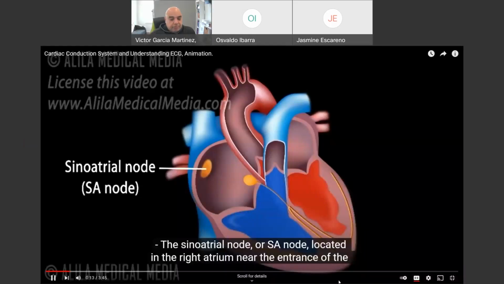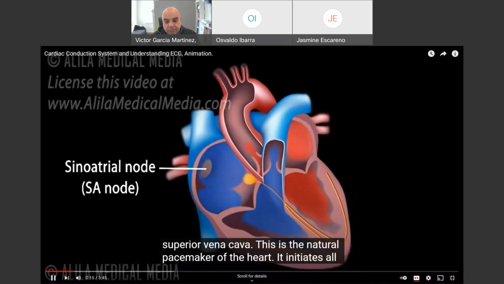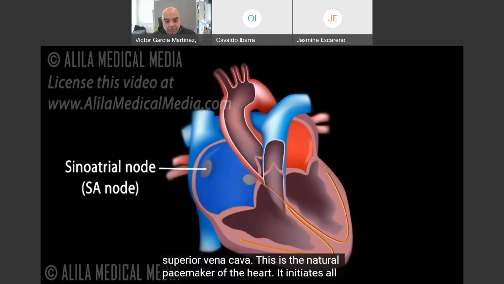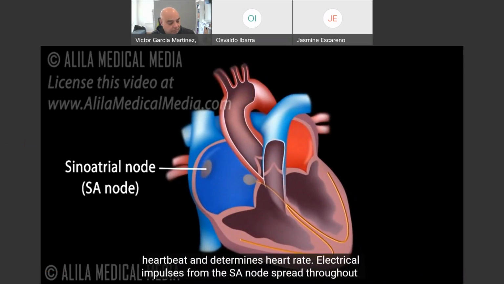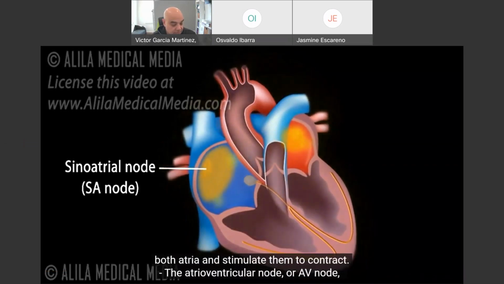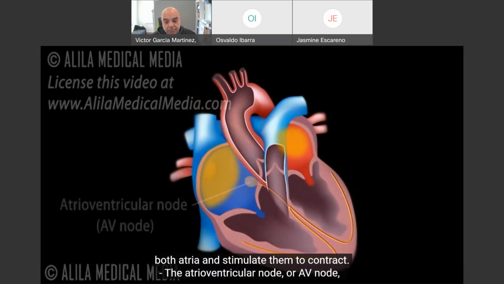Located in the right atrium near the entrance of the superior vena cava. This is the natural pacemaker of the heart. It initiates all heartbeat and determines heart rate. Electrical impulses from the SA node spread throughout both atria and stimulate them to contract.